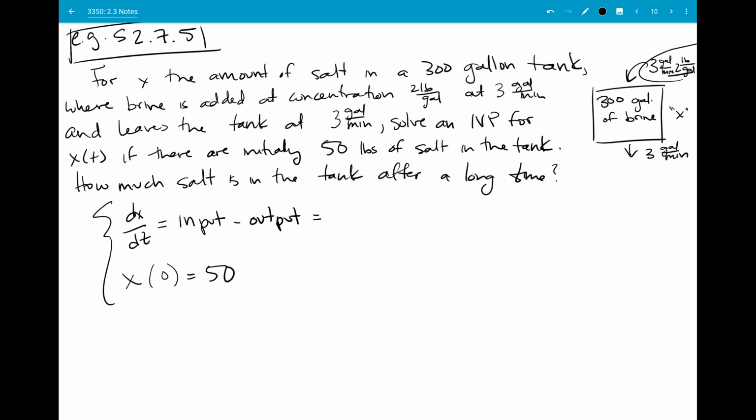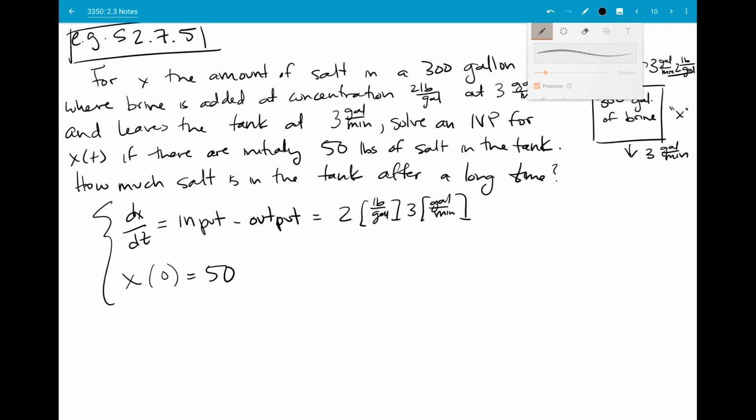And then our input is this 2 pounds of salt per gallon at 3 gallons per minute. So that's just going to be 2 pounds per gallon at 3 gallons per minute. And I should erase that so it's not up there. And if we do a quick unit check, what we've got is the gallons cancel out. And so we have just 2 times 3, 6 pounds per minute. And if X is pounds of salt and t is minutes, then dx/dt, the derivative, is going to be pounds per minute. So these units check out.